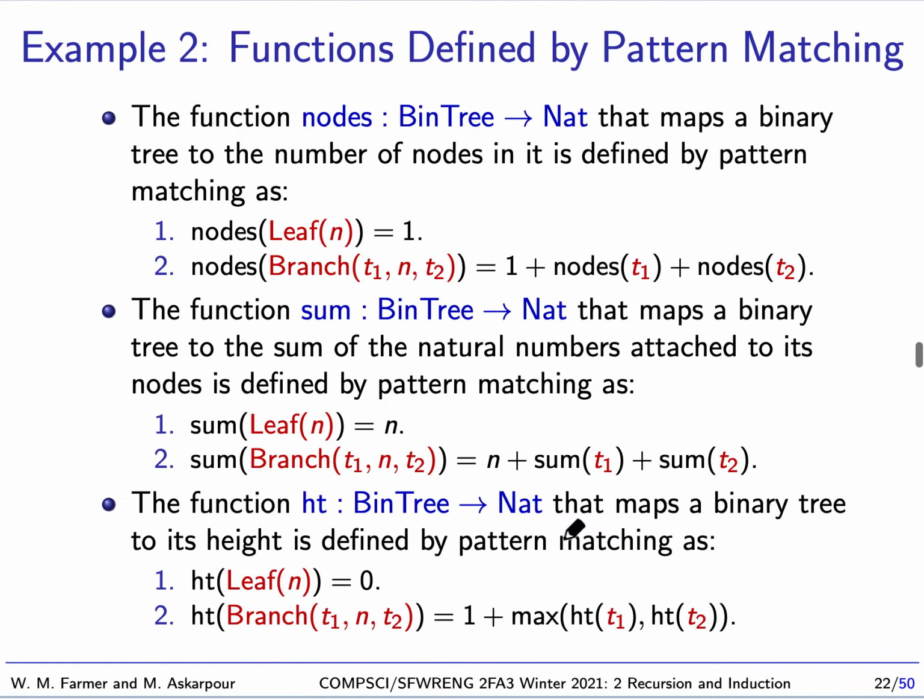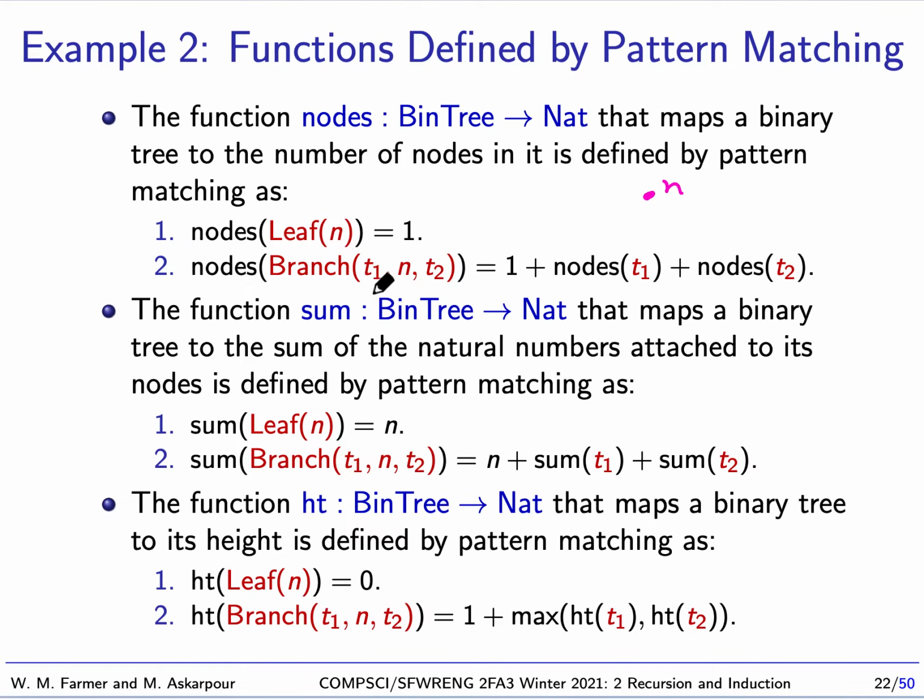So here are some functions we could define by pattern matching. So the first one is nodes. Nodes is the number of nodes in a tree. And we have two patterns, leaf of n and branch T1 and T2. So the number of nodes in leaf of n is 1. Remember, that would be a tree like this.